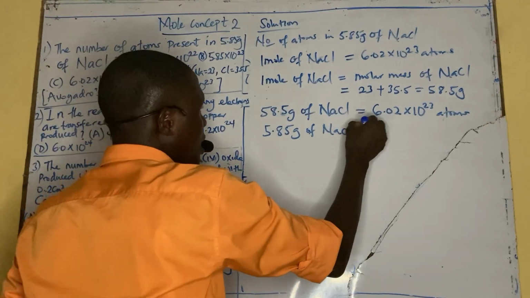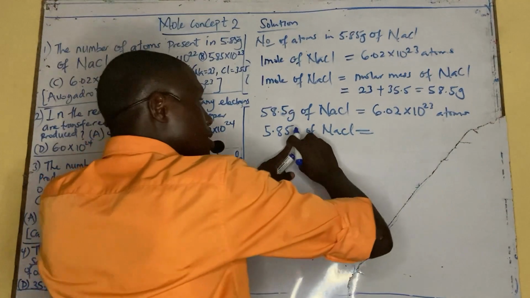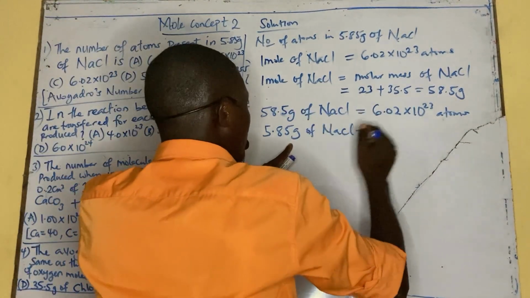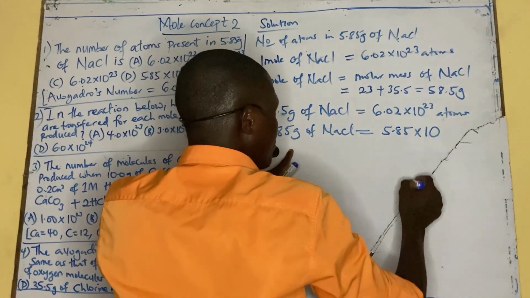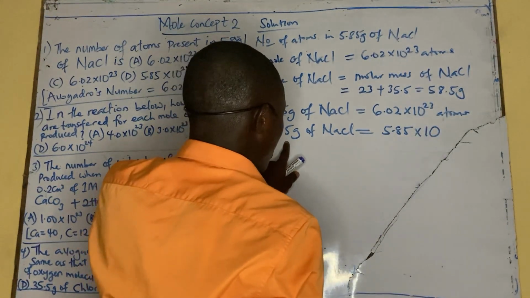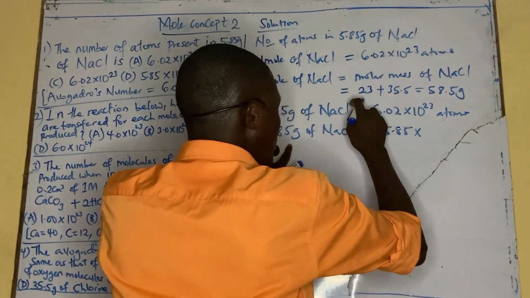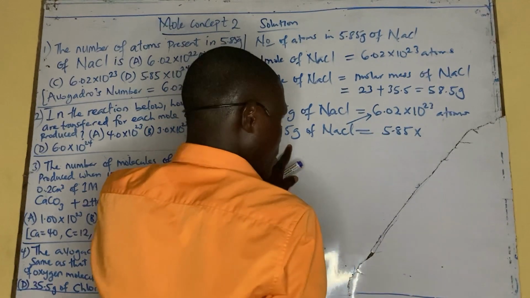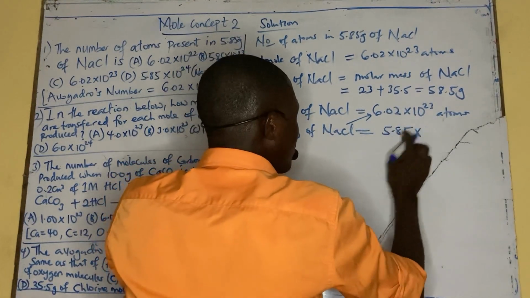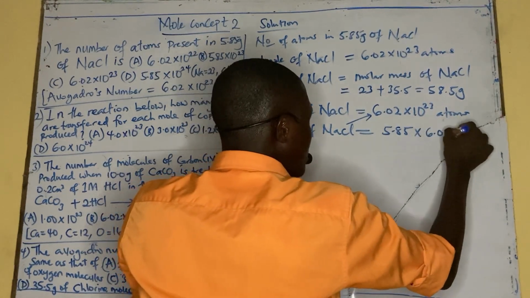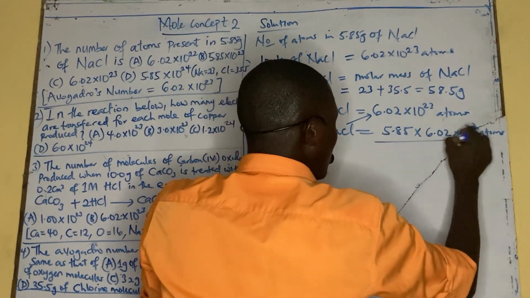We now want to find how many atoms there are. Because of our time, just multiply this and divide by this. So this one will be 5.85 times 6.02 times 10 raised to the power 23 atoms, all over 58.5 gram.